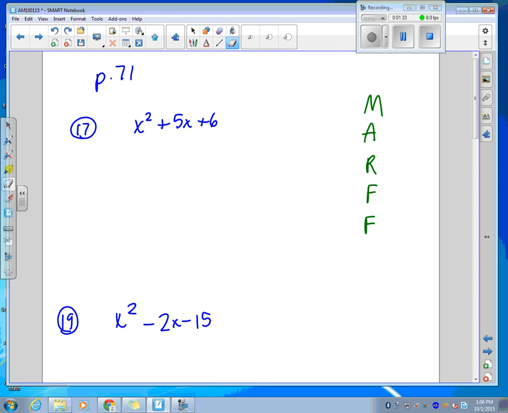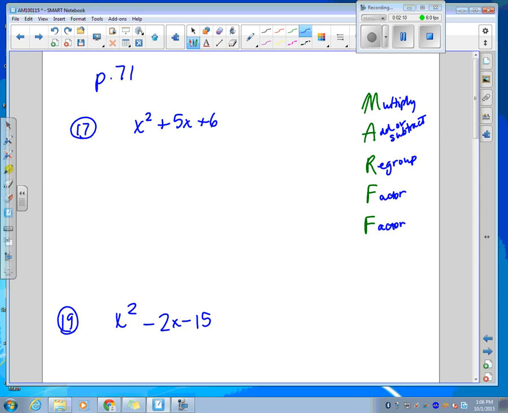And MARF stands for multiply, and then we're going to add or subtract the factors, and then we're going to regroup, and then we're going to factor, and then we're going to factor the groups, factor by grouping. So 2 factors, factor by grouping and factor.